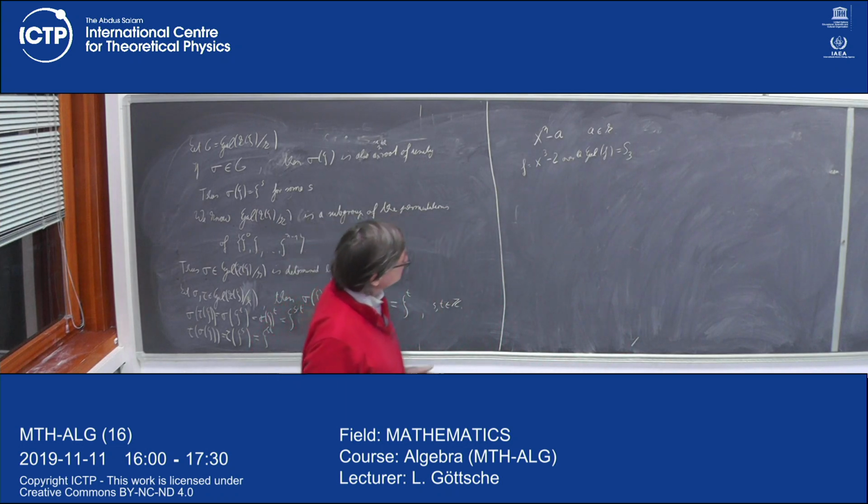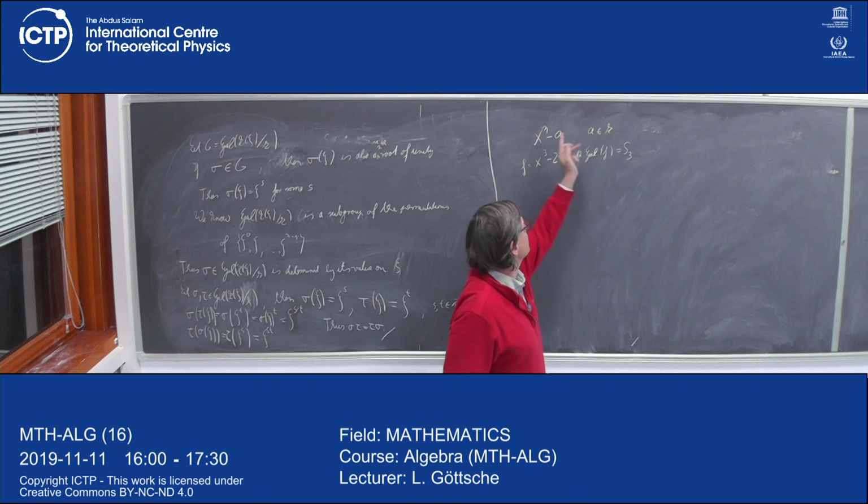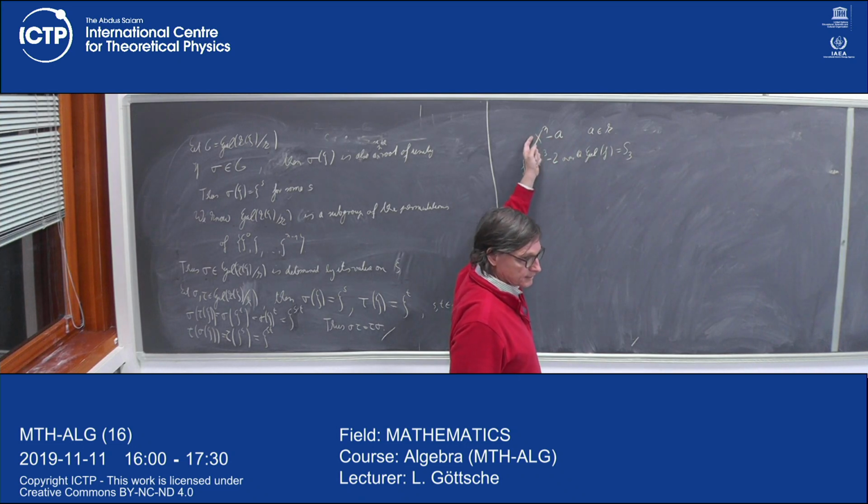But I say that if the field with which I start already contains an nth root of unity, a primitive nth root of unity, then this extension will be abelian.